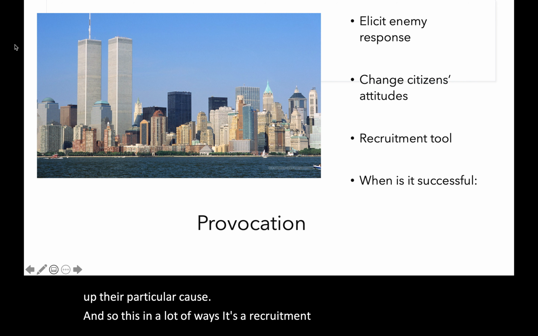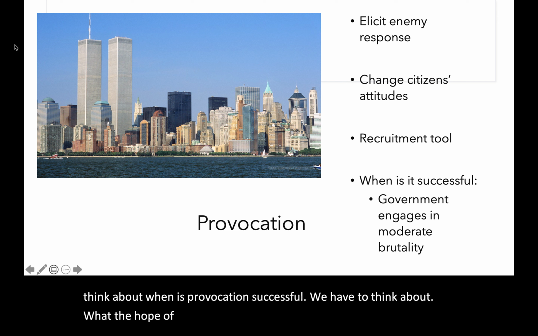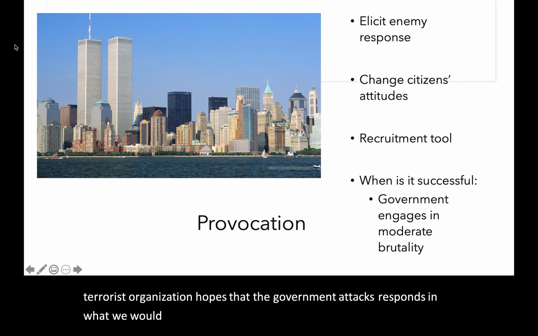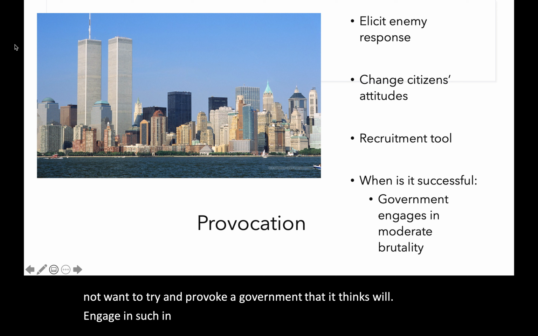And so when we want to think about when is provocation successful, we have to think about what the hope of the terrorist organization is. And in this case, the terrorist organization hopes that the government it attacks responds in what we would consider a moderate level of brutality. So what does that mean? Well, the terrorist organization oftentimes does not want to try and provoke a government that it thinks will engage in such an extreme response that they could potentially wipe out the terrorist organization.